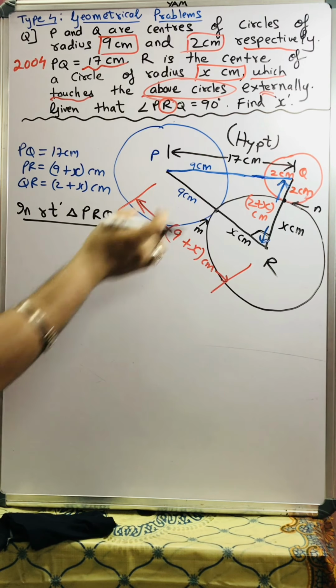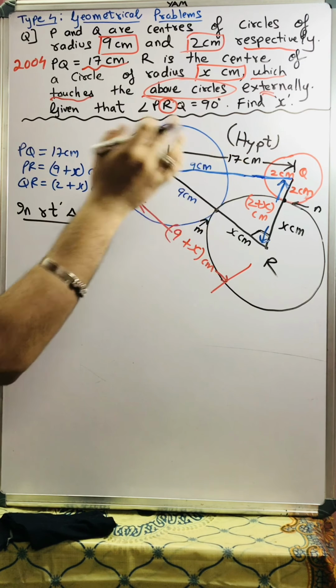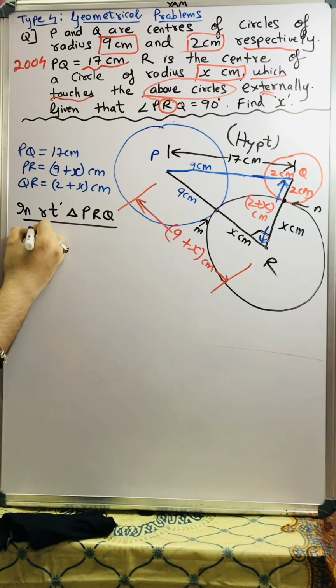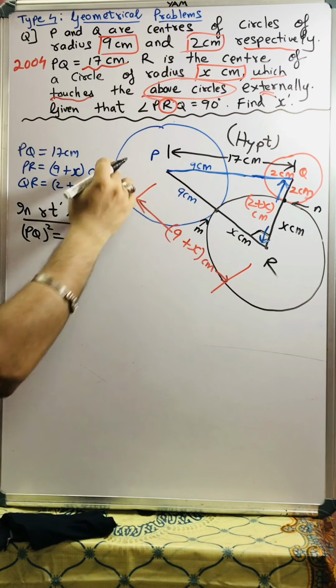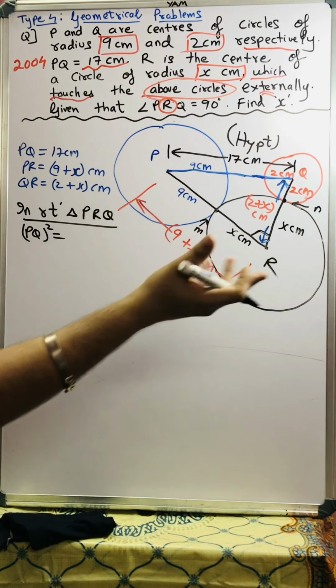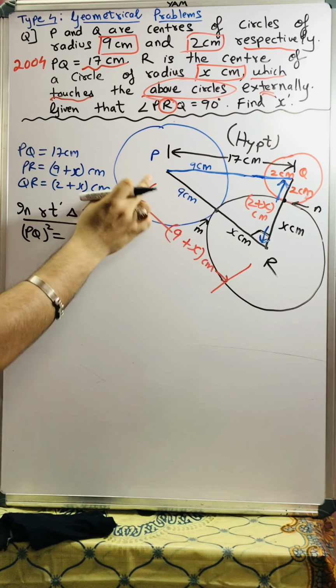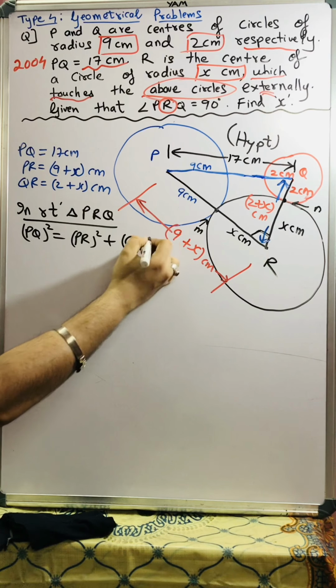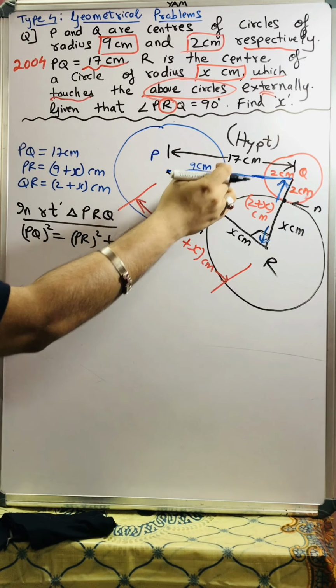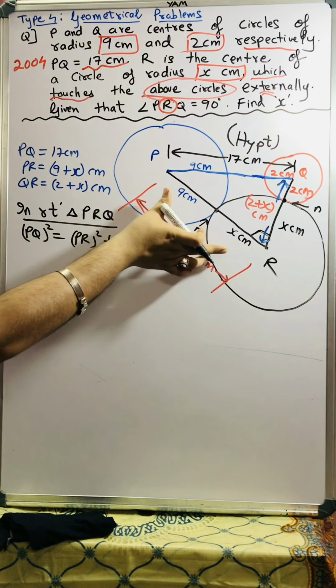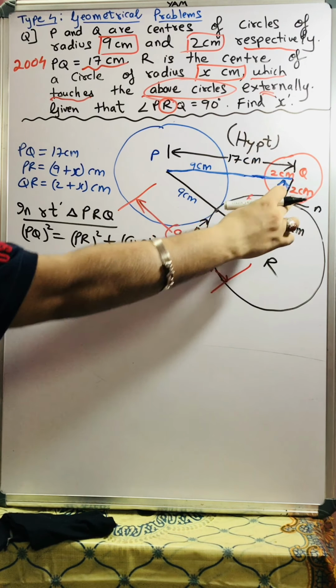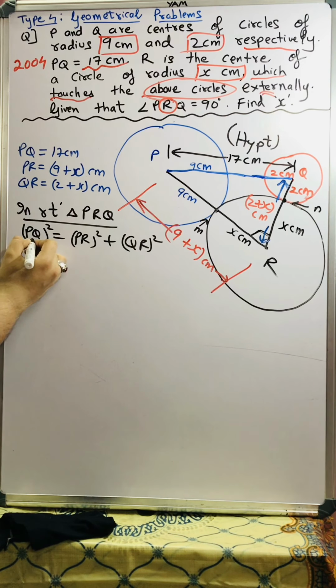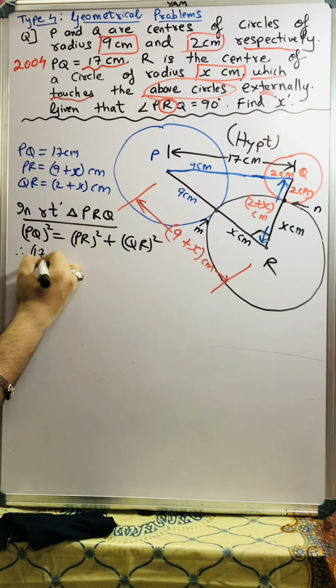Our theorem is: hypotenuse square is equal to one side square plus other side square. So PQ square, our hypotenuse is PQ, is equal to PR square plus QR square. One side can be taken as any one, either this or that. You can also write QR square plus PR square. It's one and the same. The value of PQ is given to us as 17, so 17 square.